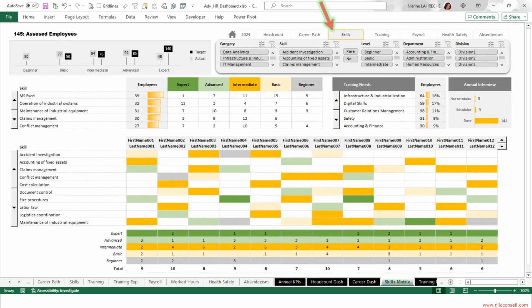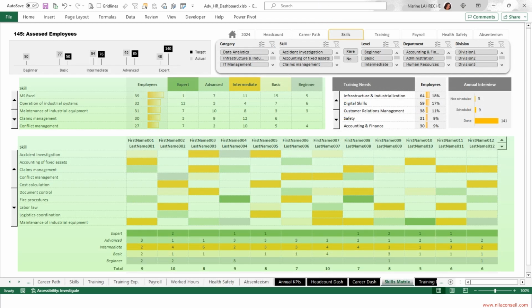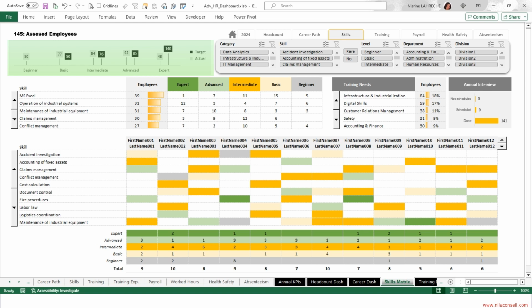The Skills Dashboard allows you to visualize available skills mapping, current and desired levels, training needs, and situation of annual assessment interviews. The skills of 145 employees were evaluated this year. The company has 48 expert-level skills and wants to reach 140. 39 employees are proficient in Excel. 1 is expert, and 7 have advanced level.